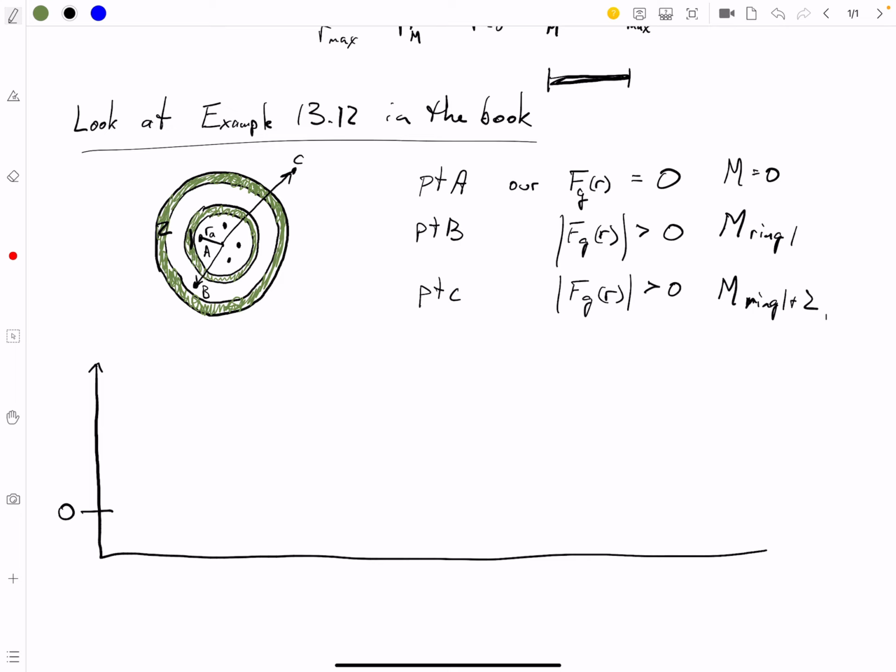So here's 0, and we're going to get to a certain point. Here's the thickness of ring 1. Here's the thickness of ring 2. And on the inside, our force is going to be nothing till we get to this point. As soon as we get to that point, we're going to start going up, right? And if the density, we talked about this on the inside in one of my other video lectures.